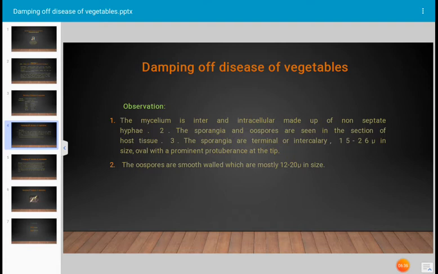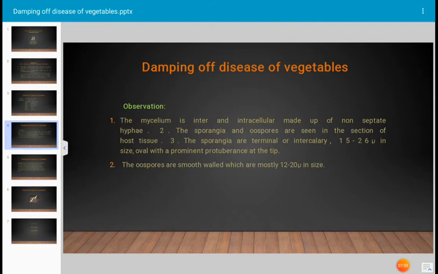In the section, or in the culture which is grown pure, oospores are also seen. And the sporangia may be terminal or intercalary. You have to write the size of the sporangium, 15 to 26 mu in size, oval with a prominent protuberance at the tip. Okay. And the oospores are smooth walled, which are mostly 12 to 20 mu in size.